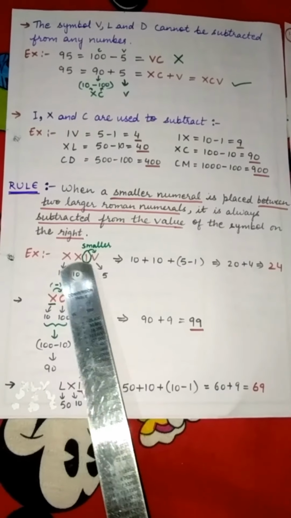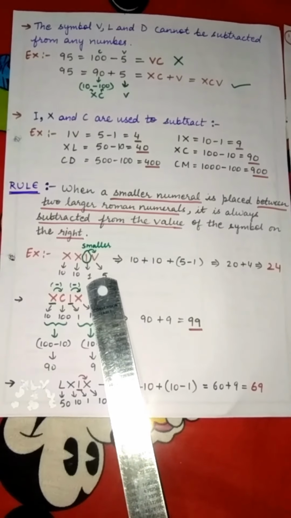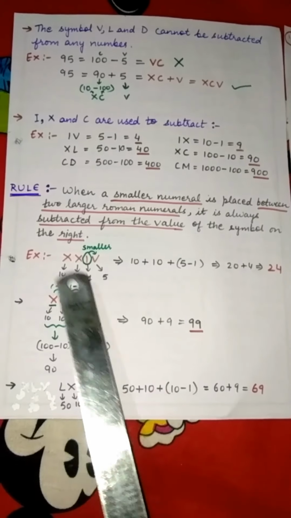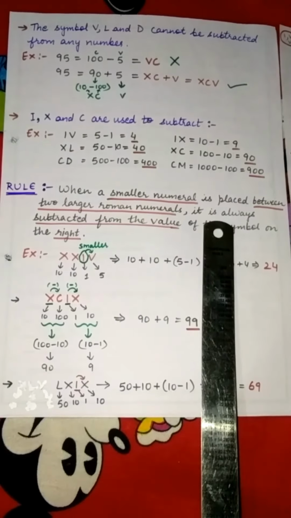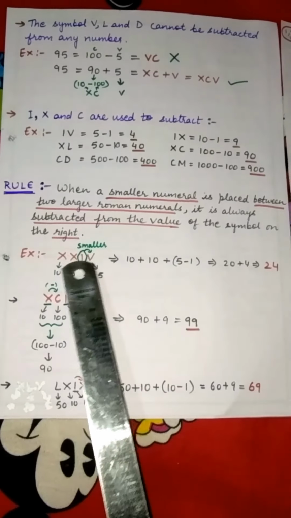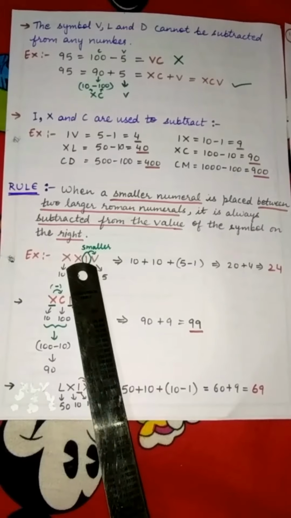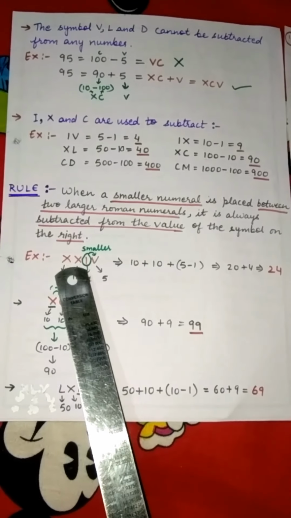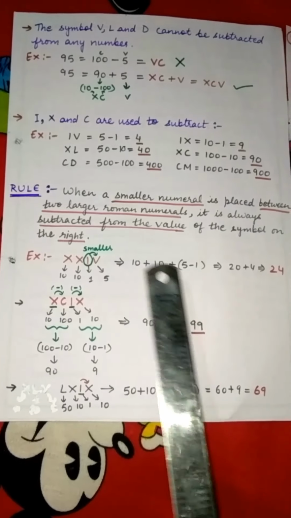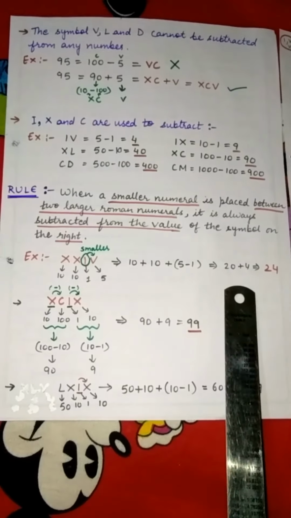See this example, XXIV. X is the symbol of 10, X is the symbol of 10, I is the symbol of 1 and V is the symbol of 5. Now 10 is greater and V, 5, is also greater than 1. This is a smaller number. So this rule says that this small number will be subtracted from the value of the symbol on the right. We will not subtract this one from 10. We will subtract this one from the right value, that means 5. So 10 and 10 will be 20 and 5 minus 1 will be 4. So this is the symbol for 24.